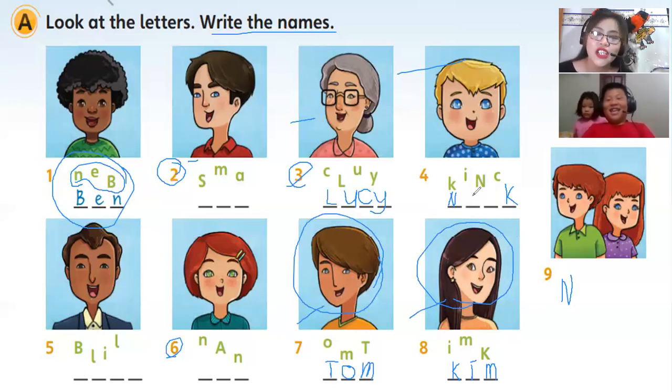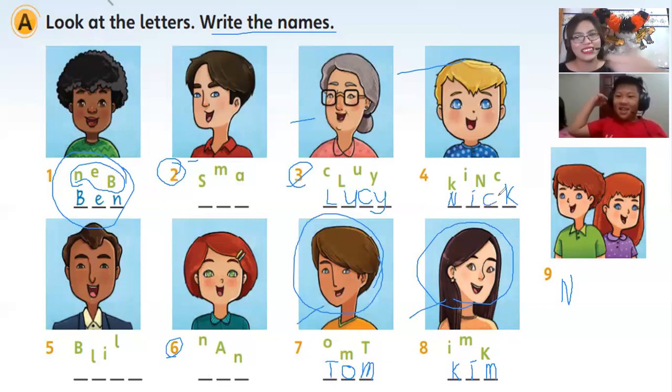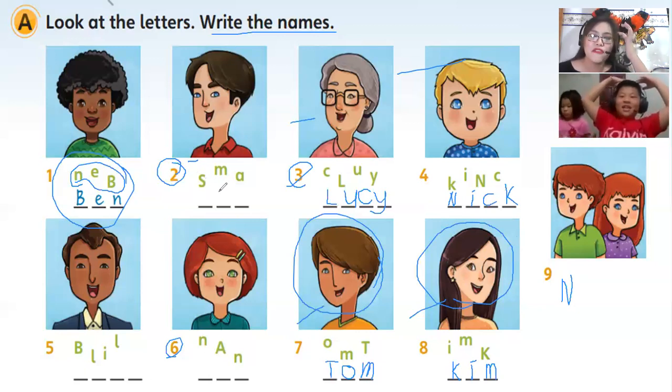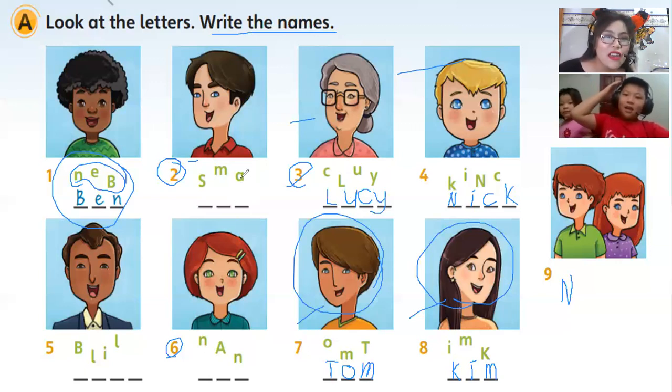So what letter should we put here after N? I. Okay, and then letter C. Good job. That's Nick. Oh, what number after number four? What number do you want to answer? I know this is number two. Oh, number two. Oh, this one is very easy. I'll start with this one. This one at the center, it is letter A.